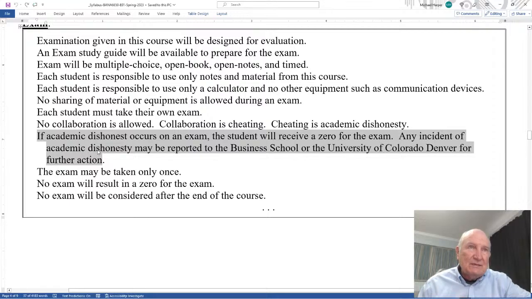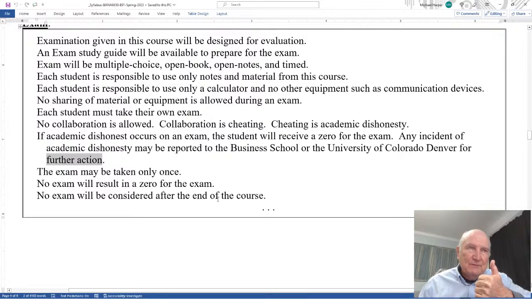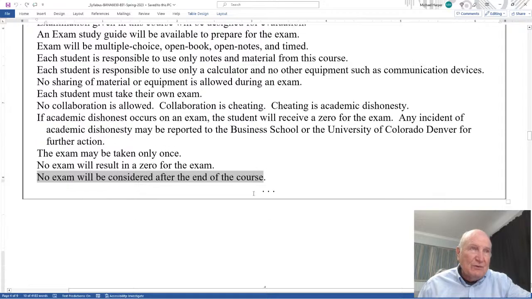Any incident of academic dishonesty may be reported to the business school or the University of Colorado Denver for further action. Further action, as included in the past, zeros, suspension, and expulsion if it's repeated. The exam may be taken only once. No exam will result in a 0 for the exam, and no exam will be considered after the end of the course.